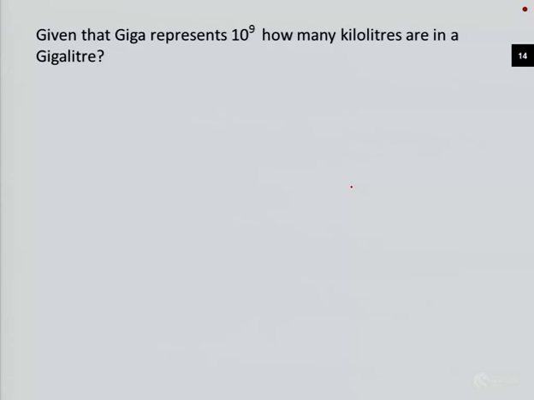This is the one I stuck in just to say, if you're asking a question, how might we word it? Given that giga represents 10 to the 9, again, we don't expect you to know that. We just give it to you in the question. Given that giga represents 10 to the 9, how many kilolitres are in a gigalitre? So we give you giga, but we don't give you kilo. So we only expect between those limits that we said. So I'm saying, how many kilo is 10 to the 3? I'm saying how many 10 to the 3s are in 10 to the 9?